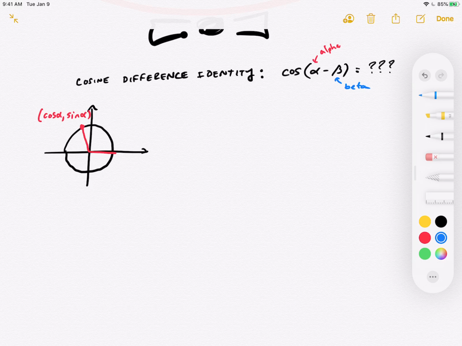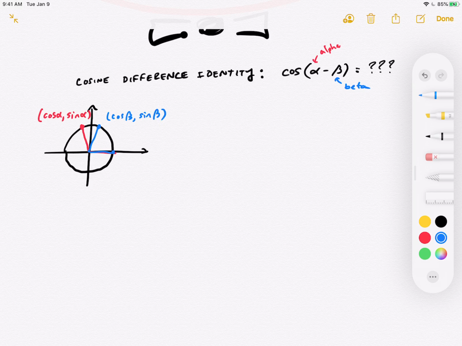Okay, and now I'm going to draw another angle, a little smaller than the first one. It doesn't need to be smaller, but that's how I'll draw it, and I'll mark that beta. So that's my second angle. Feel free to use A's and B's if you don't like drawing the alphas and betas. And to mark beta, I will simply mark this coordinate up here as cosine of beta, comma, sine of beta.